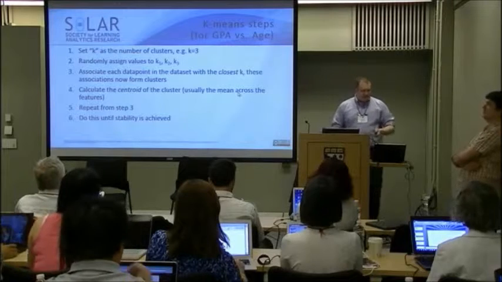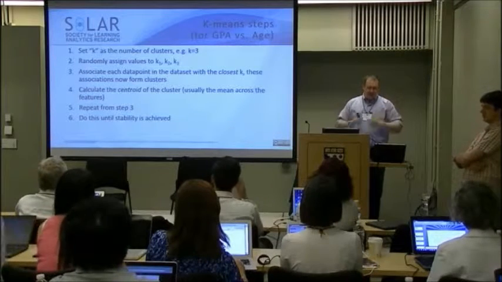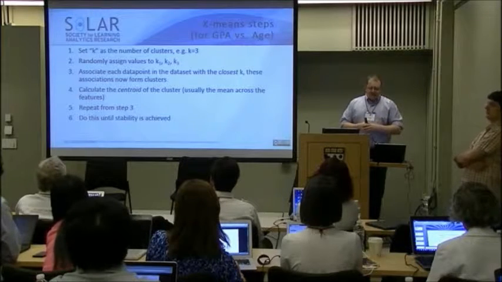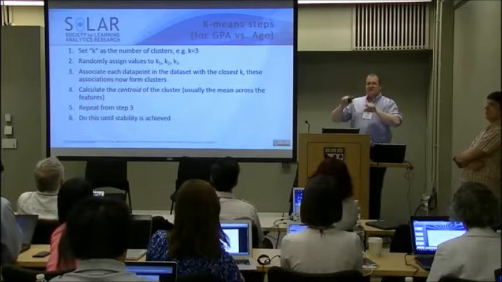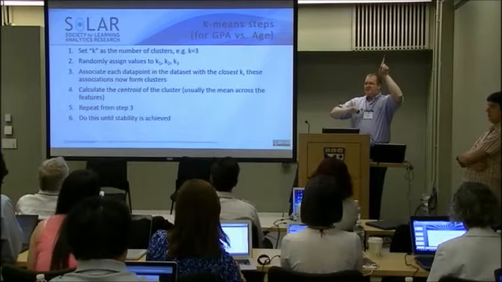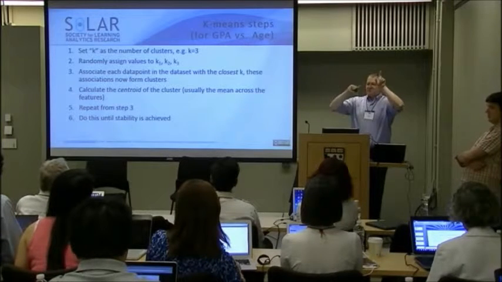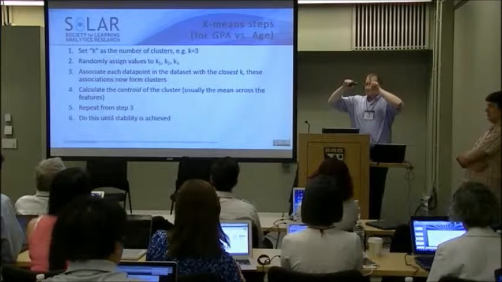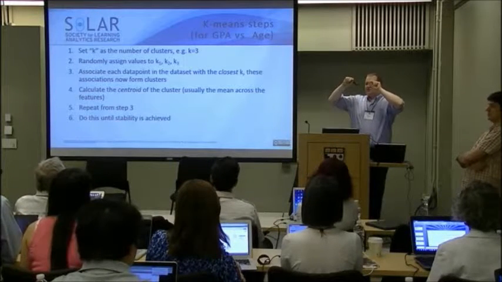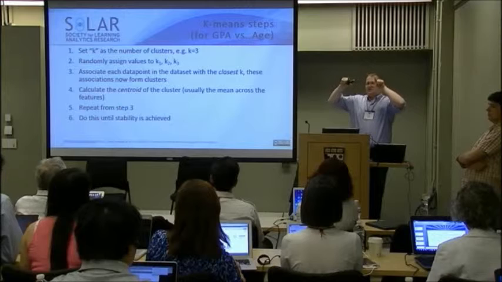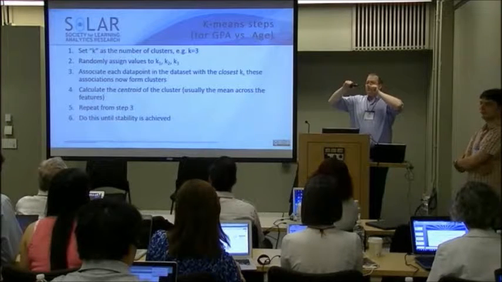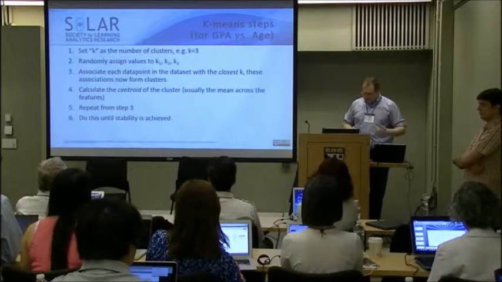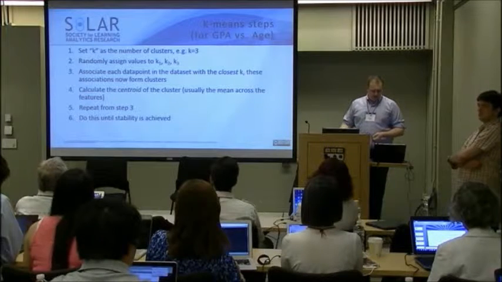Okay, so the algorithm is fairly simple. You set K equal to the number of clusters, for instance, K equals 3. You randomly assign values to these 3 clusters, so you just put some points out there in this 2-space of GPA and age. You assign the data points to the closest point. You calculate the center of that circle that's created, and that's your new centroid, and then you just repeat. You keep doing that until you achieve some form of stability.